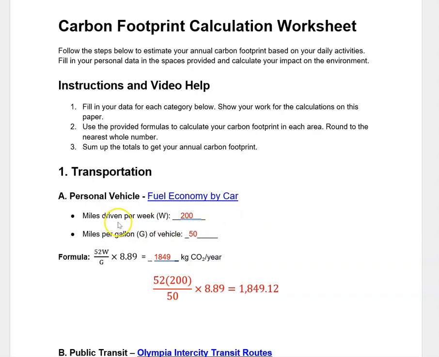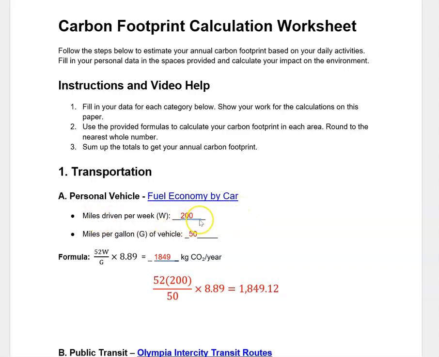For one thing, it asked what's the miles per gallon of your vehicle? If you don't know, then go to fuel economy by car. You can click on this link and it'll take you in and you can say what model your car is and what year, and it'll tell you what your fuel economy should be for that vehicle.